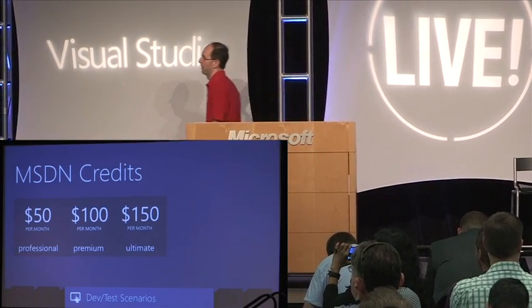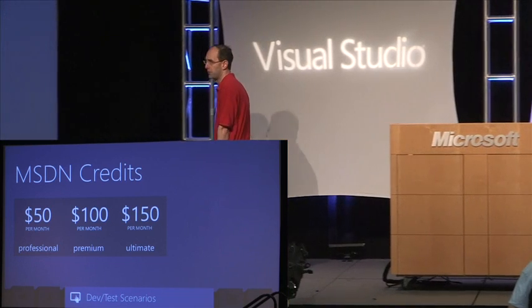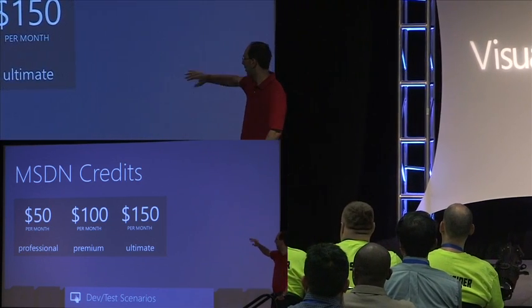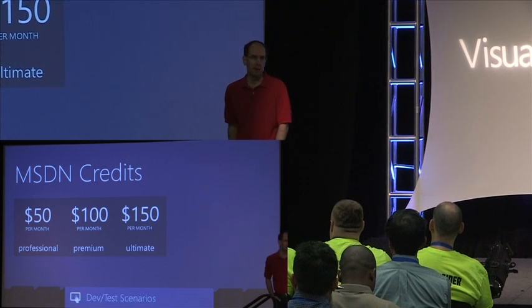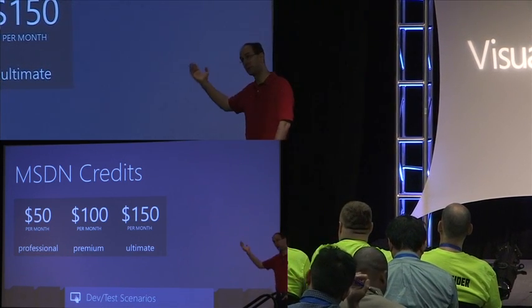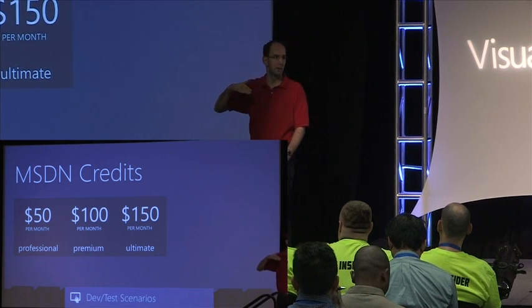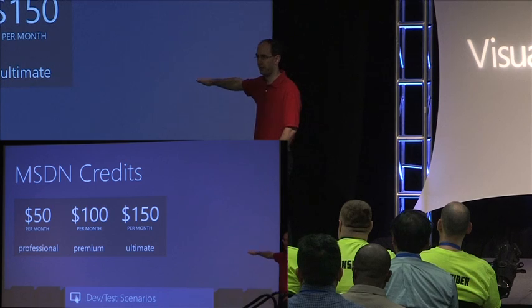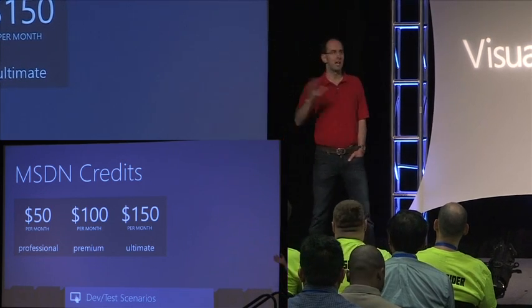To make it even sweeter, though, we're giving you free credits so that you can run as many virtual machines as you want at those previous rates. We're also giving every MSDN customer a free set of credits every month that you can spend on those virtual machines or any other Azure resource you want. If you're a pro customer, you get $50 a month, premium $100, ultimate $150. And again, you can spend them on any Azure resource you want.